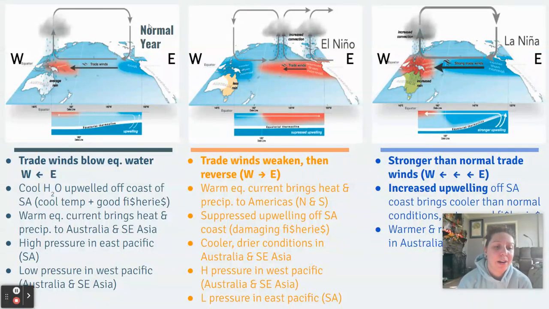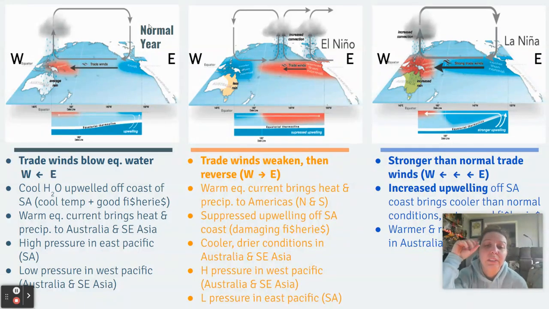We have high pressure in South America, low pressure in Australia, and our ocean water is also moving from east to west. Now, when we have our El Nino event, we see our trade winds start to weaken. And when they weaken, they actually reverse. So instead of seeing them going from east to west, we see them going from west to east.